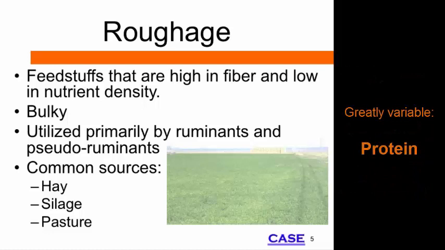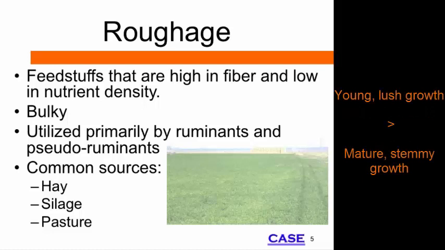The protein content of a roughage varies greatly by type. Grasses tend to be low in protein. Legumes, such as alfalfa, are a good source of protein. The nutritional quality of a roughage is typically better in young, lush growth than mature, stemmy growth.